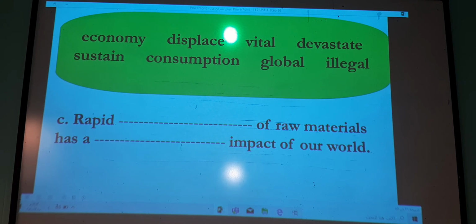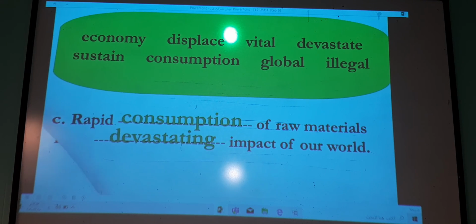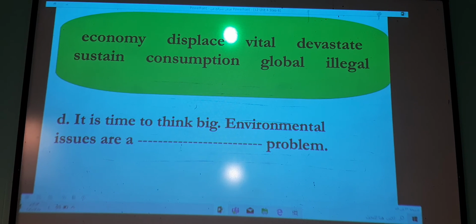It is very vital that our environment should be protected. Rapid consumption of raw materials. المواد الخام. يبقى هنقول rapid consumption. الاستهلاك المتسارع أو السريع. Has a devastating impact. له تأثير إيه على العالم؟ Devastating, destructive impact. It's time to think big, to think globally, to think worldwide. Environmental issues are a global problem.